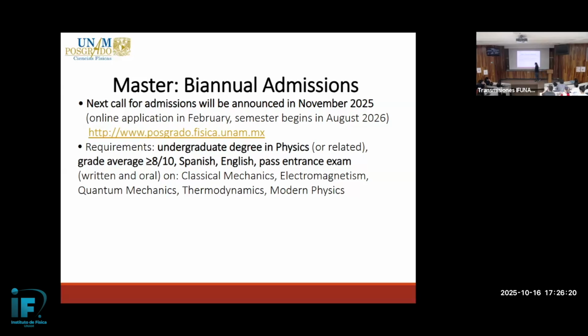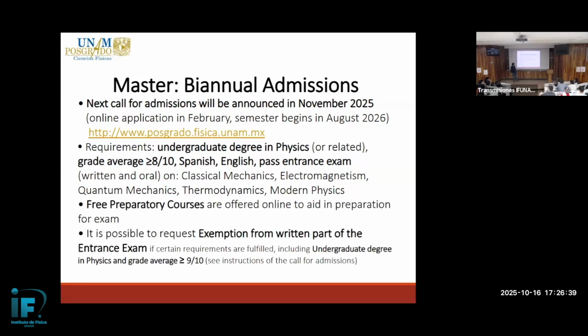The entrance exam has 2 stages. One is a written part, and then there's an oral part. And it deals with the natural topics that one covers at any undergraduate institution when you study physics. 5 subjects, which are classical mechanics, electromagnetism, quantum mechanics, thermodynamics, and modern physics.